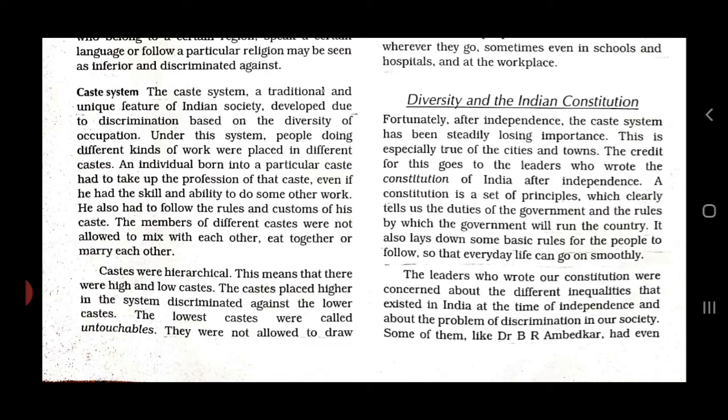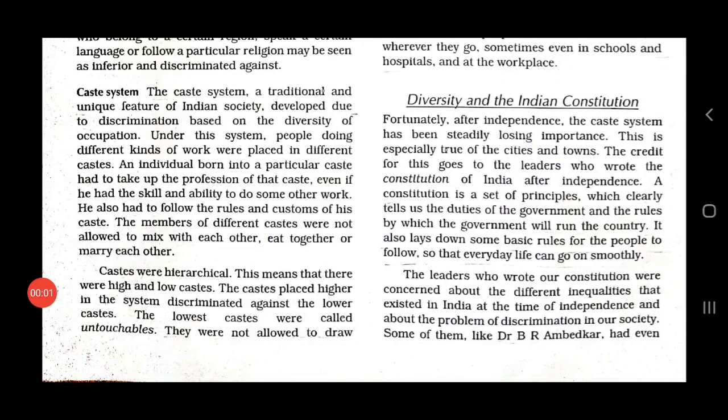And if an individual is born in a particular caste, then he or she has to do the work which is done in that caste. He or she has to choose the profession of that caste in which they are born, even if they are capable of doing some other work in a better way. Understood?